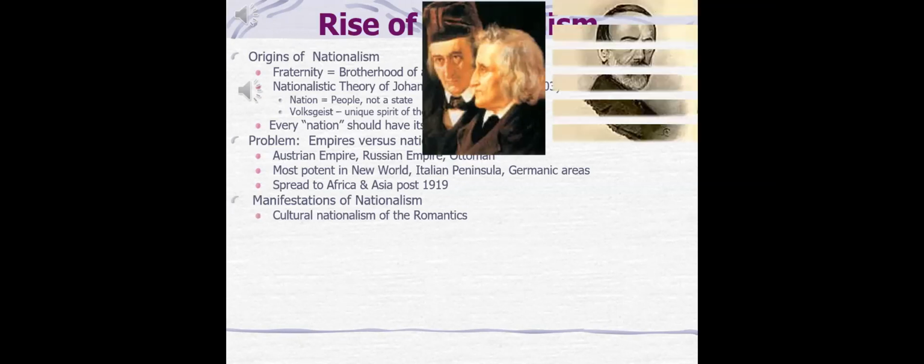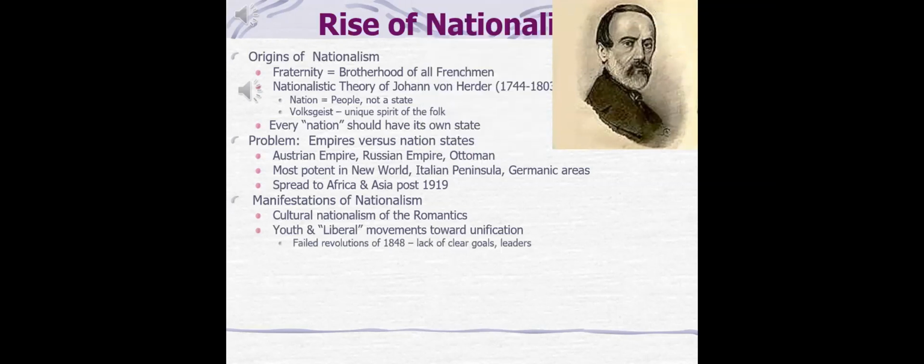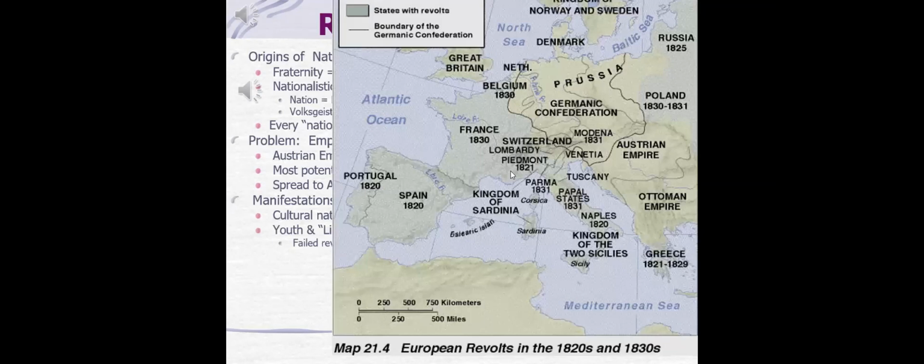It also came out in these groups, these nationalistic groups that tried to move their particular areas more towards unification in Germany, in Italy. But you also got young or youth liberal movements talking about nationalism in France and in England as well. The failed revolutions of 1848 largely are associated with these various groups. And you can see in 1820 and 1830, we get a lot of those different.